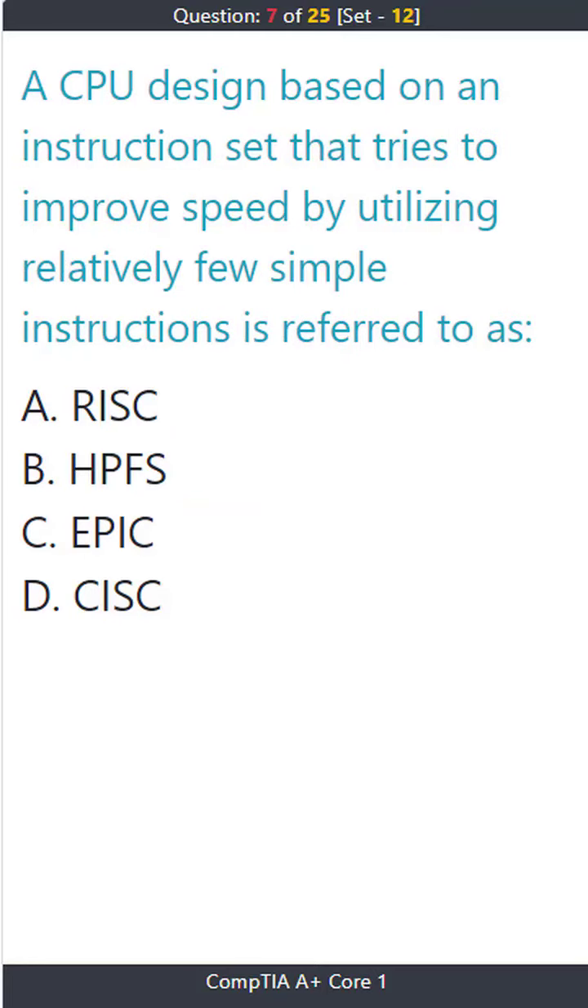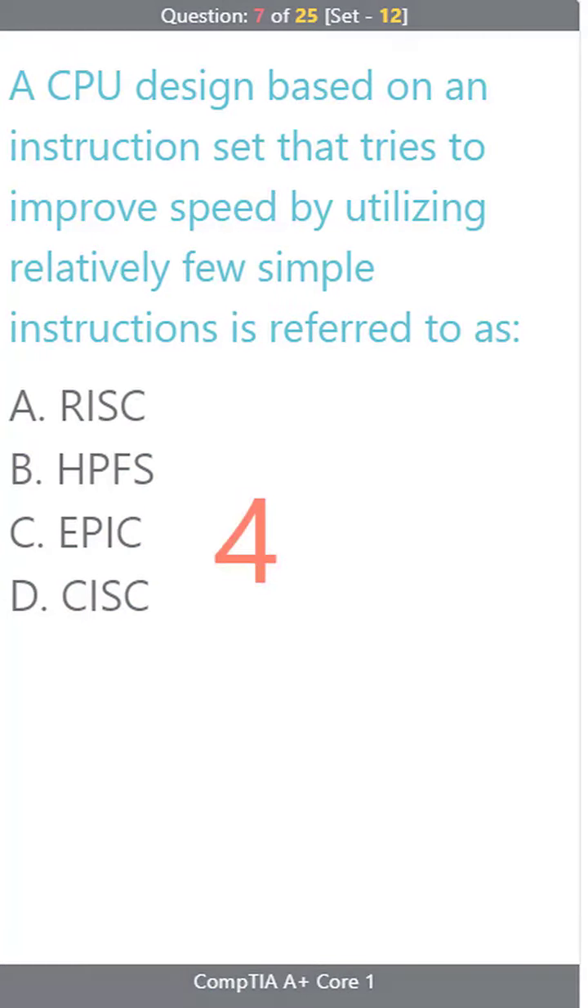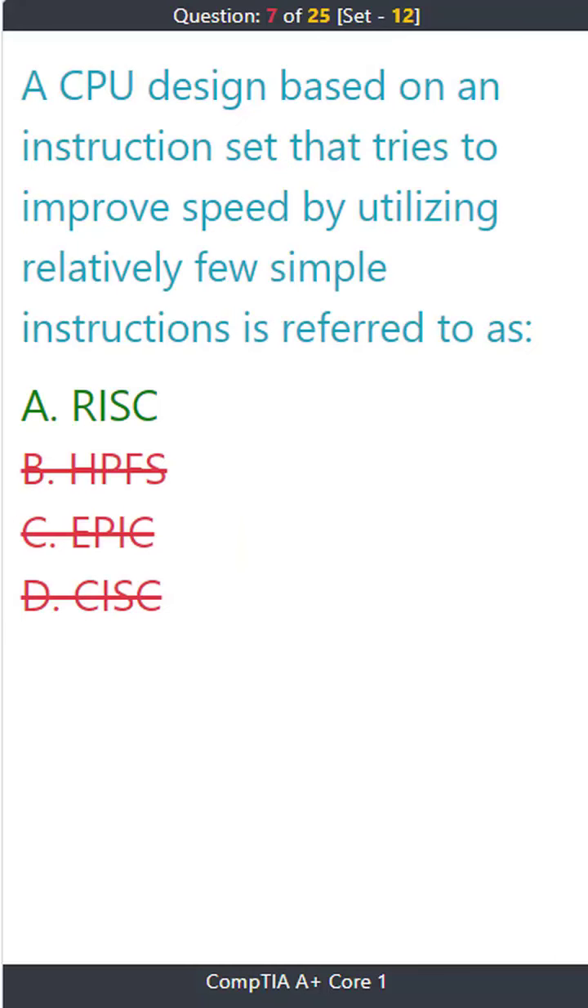Question 7. A CPU design based on an instruction set that tries to improve speed by utilizing relatively few simple instructions is referred to as A. RISC, B. HPFS, C. EPIC, D. CISC. The correct answer is A. RISC.